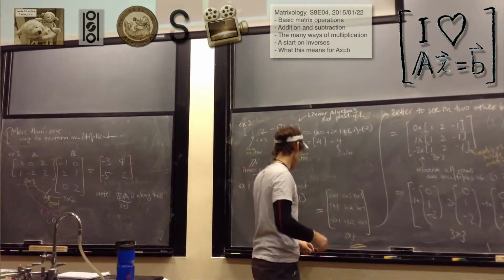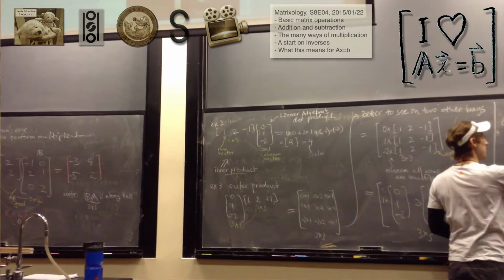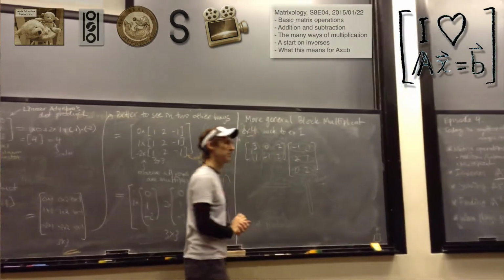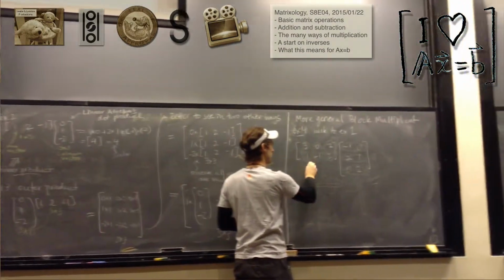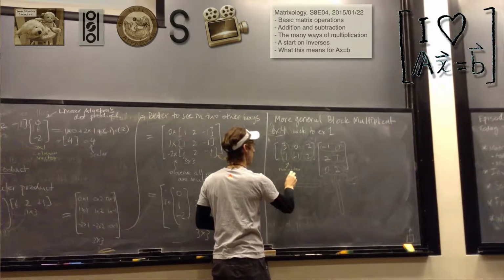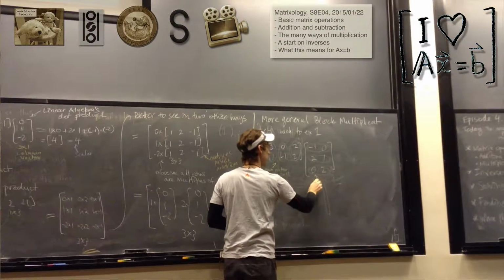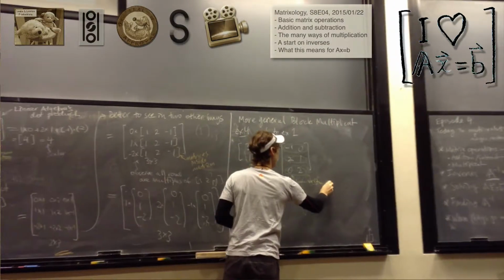So look at this. This is strange. You could say, let's treat this as a blob. And this is a blob. And this is a blob. This is a blob. This is a blob. So this is kind of like, this is a row vector of 2 by 1s. And this is a column vector of 1 by 2s.